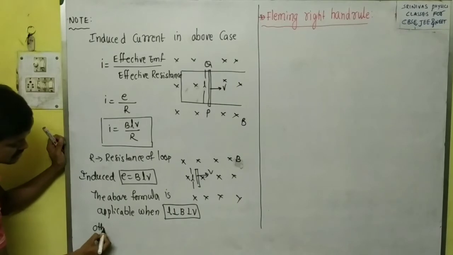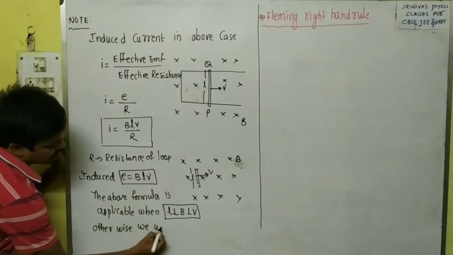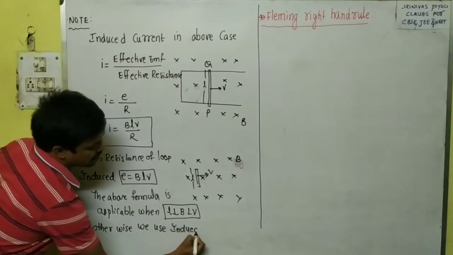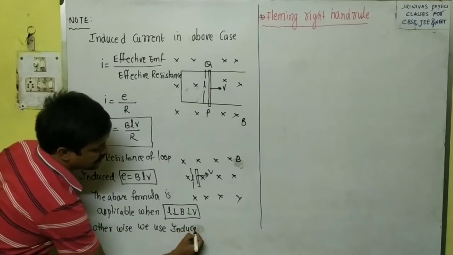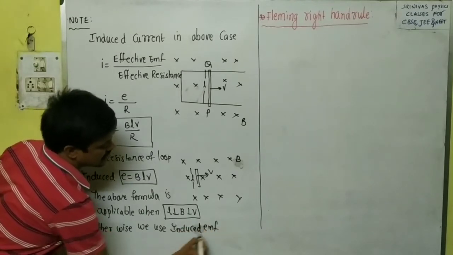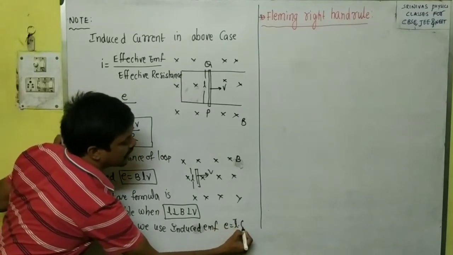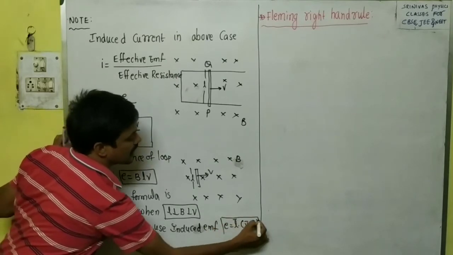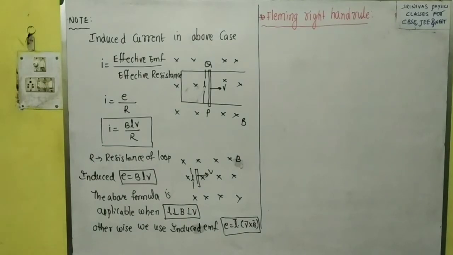Otherwise we use the induced EMF in general, that is E is equal to L dot V cross B. This is the formula, L dot V cross B, that we can use in any other case.